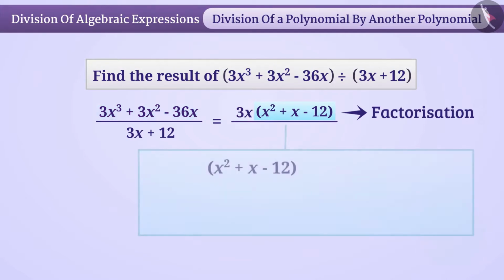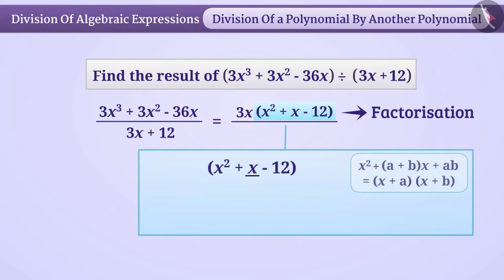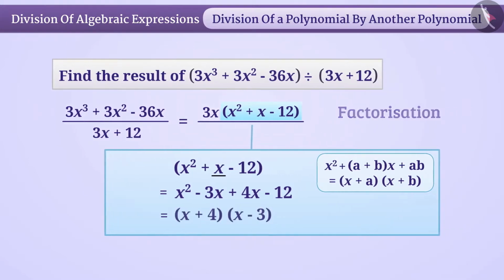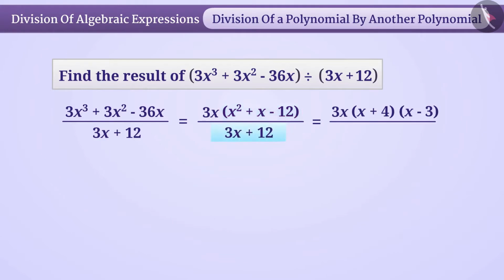Let me tell you, we will split the middle term. That is, we will use this identity. Here, by splitting the middle term, 1x, in this way, we can find the factors of this expression as x minus 3 into bracket x plus 4. Now, we can write it as. Similarly, we can write the denominator in the form of factors as 3 into bracket x plus 4.